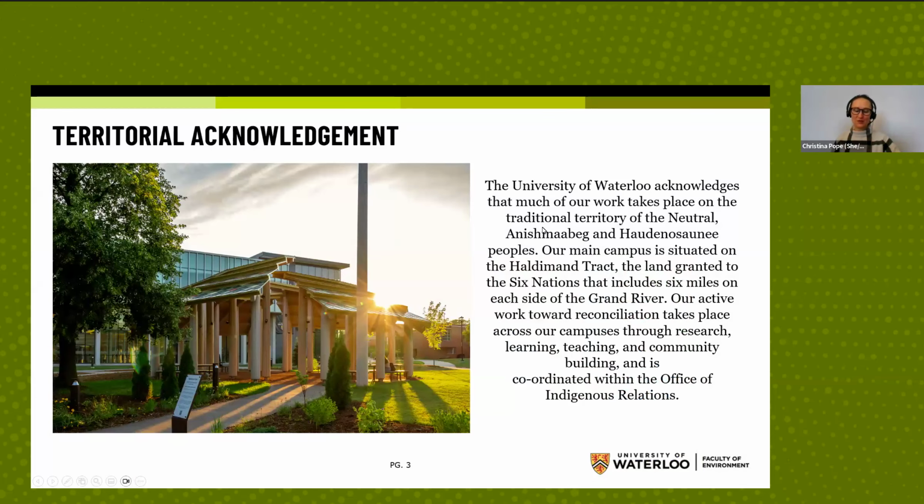So to begin, the University of Waterloo acknowledges that much of our work takes place on the traditional territory of the neutral Anishinaabe and Haudenosaunee people. Our main campus is situated on the Haldimand Tract, the land granted to the Six Nations that includes 6 miles on each side of the Grand River. Our active work towards reconciliation takes place across our campuses through research, learning, teaching, and community building, and is coordinated within the Office of Indigenous Relations. The University of Waterloo was the first university in Canada to offer Indigenous application fee and tuition waivers, which are available to incoming and current students who are members of the Mississaugas of the First Credit or Six Nations of the Grand River.